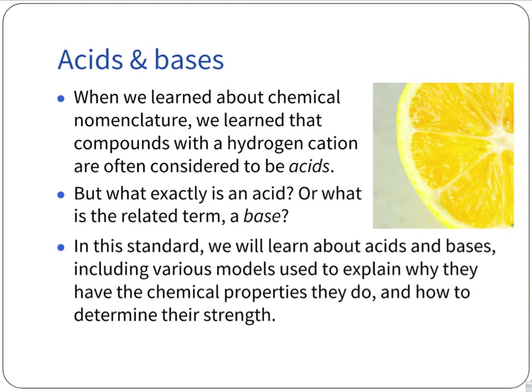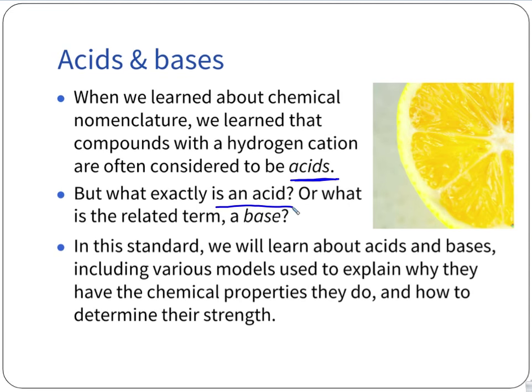In this standard, we're going to be looking at acids and bases. Thinking back to chemical nomenclature, we learned about compounds with hydrogen as a cation, and we called these acids. We said that if the cation is hydrogen, it's usually named as an acid, especially if it's an aqueous solution. But we really haven't ever answered exactly what an acid is.